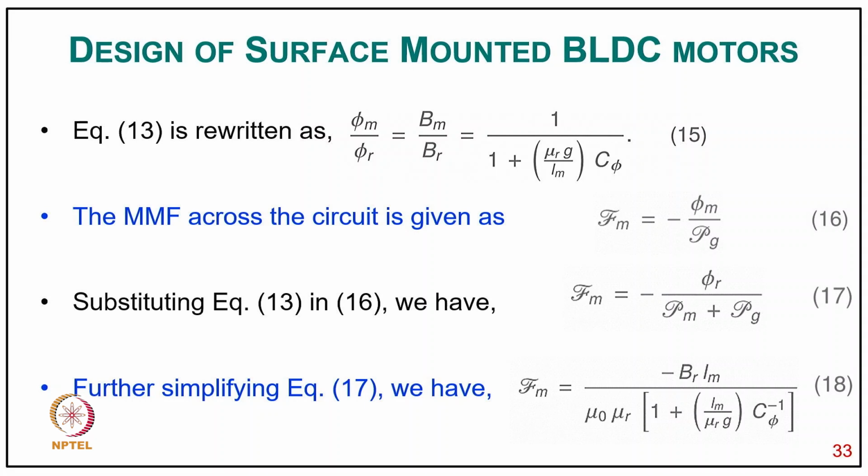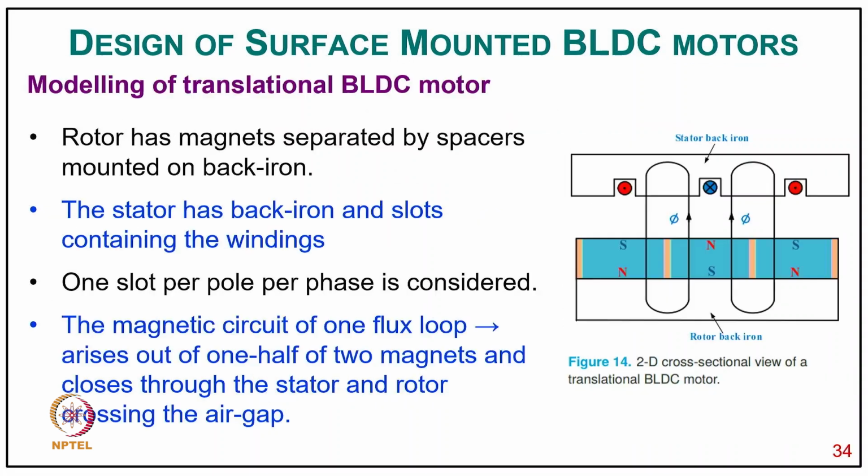The MMF across the circuit is given as F_m equal to minus phi_m upon rho_g, and substituting, we have F_m equal to minus phi_r upon rho_m plus rho_g. Further simplifying this equation, we get F_m equal to minus B_r into L_m divided by mu_0 mu_r in brackets 1 plus L_m upon mu_r g into C_phi inverse into phi.